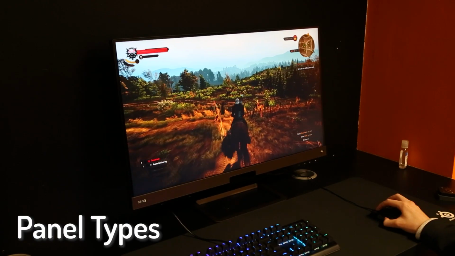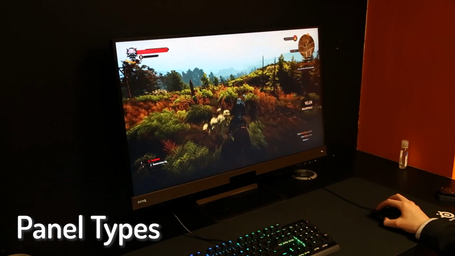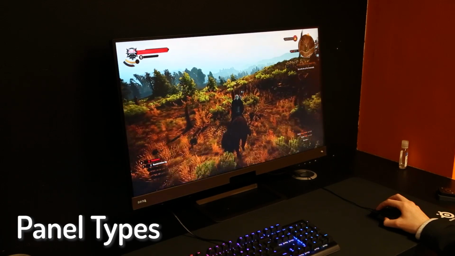And then you have IPS monitors, which offer the best color accuracy and viewing angles. The response times on these are not too bad. They're normally around 5 milliseconds, and the refresh rates have started to go up higher with new technologies being introduced this year.